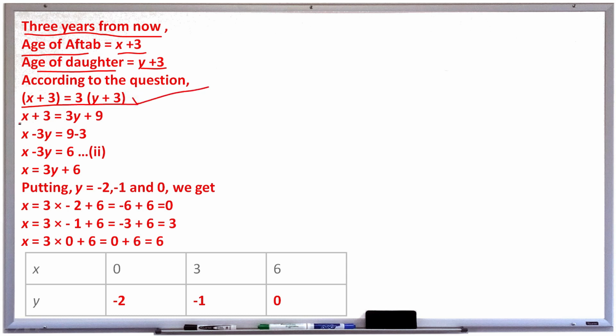So x plus 3, simplifying, 3 into y, 3y, and 3 3s are 9. So you will get x minus 3y, bring 3y to the left side, and 3 to the right side, 9 minus 3, you will get 6. So x is equal to 3y plus 6. We got another equation. Putting y is equal to minus 2, minus 1 and 0, we get the value of x. x is equal to 0, x is equal to 3, x is equal to 6. So 3 values we are getting.